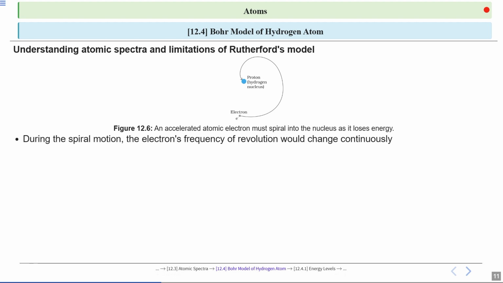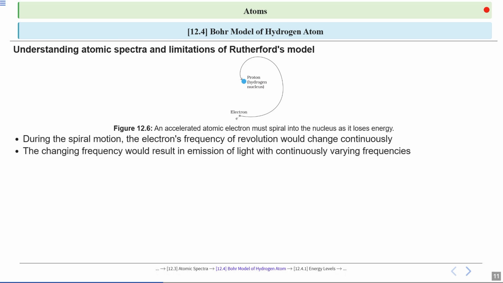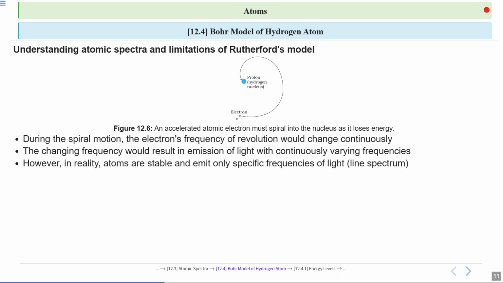As the electron spirals inwards, its path gets tighter and its speed changes. So the frequency at which it orbits the nucleus also changes continuously. Frequency here means the number of revolutions per second, measured in hertz. Because the electron's frequency is always changing, the light it emits should also have a continuous range of frequencies or colors. In other words, we would expect to see a continuous spectrum like a rainbow instead of specific lines. This is a direct prediction from classical physics.